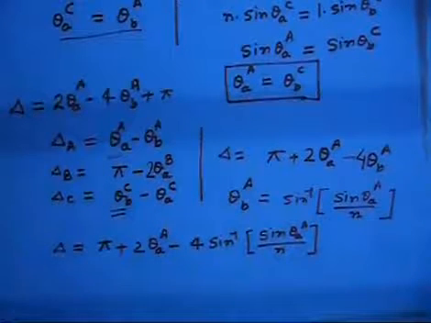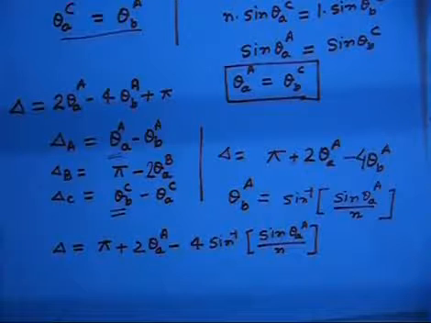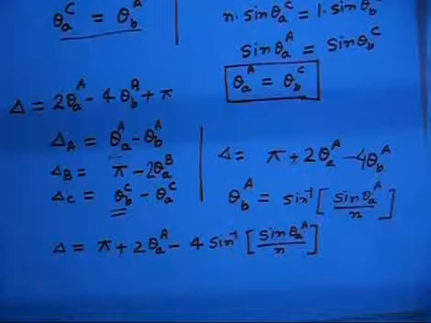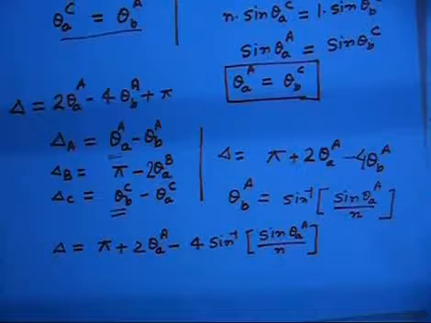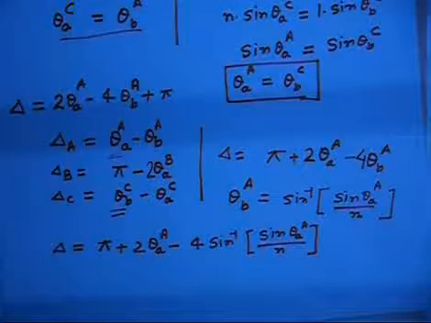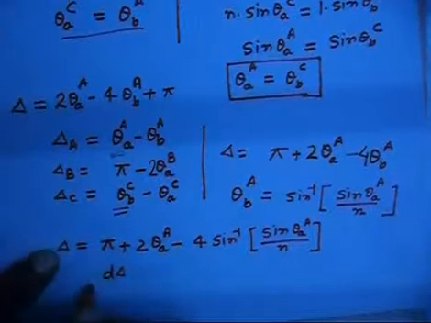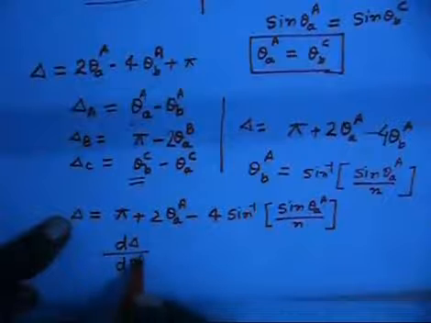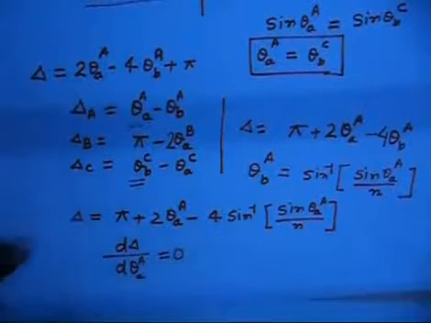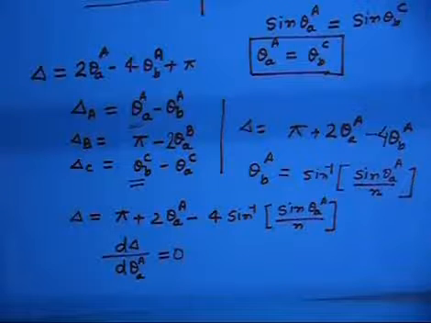Now the third part says, this is the important part: a rainbow will be formed when the angular deflection delta is stationary with respect to the incident angle theta A at A. That is when d delta by d theta A at A is equal to 0. So a rainbow is formed when this delta remains constant with respect to theta.